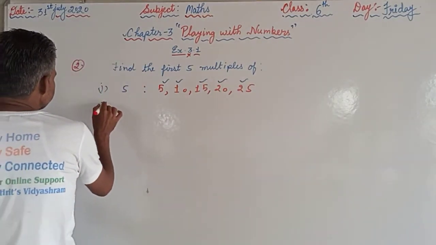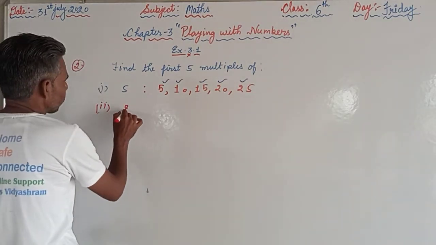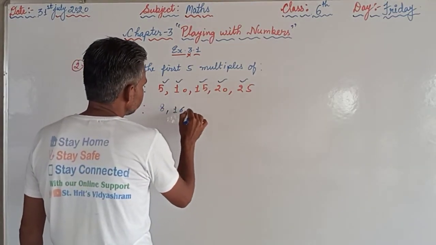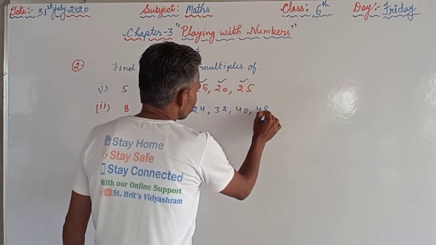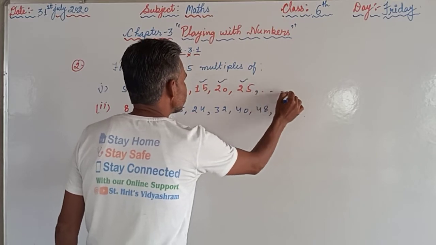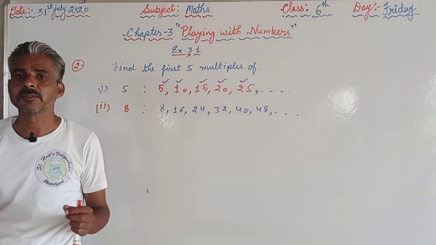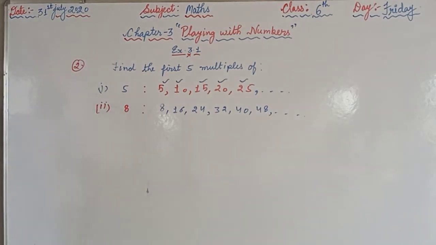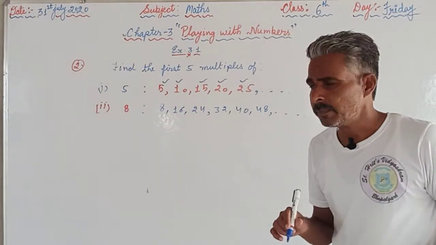At the same time, in the second question, second part, we have to find the multiples of 8. Then we are supposed to write the table of 8: 8, 16, 24, 32, 40, 48, and so on, means endless. So we can write as many multiples as are required according to the question. We can find that number of multiples of a given number. That is a difference. Some differences are there between factors and multiples.